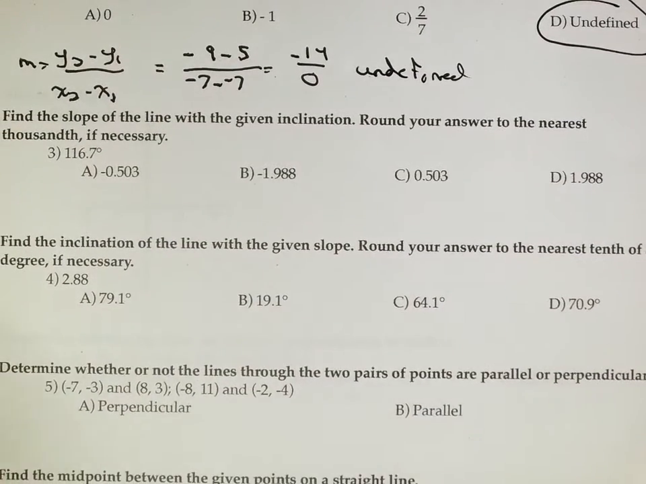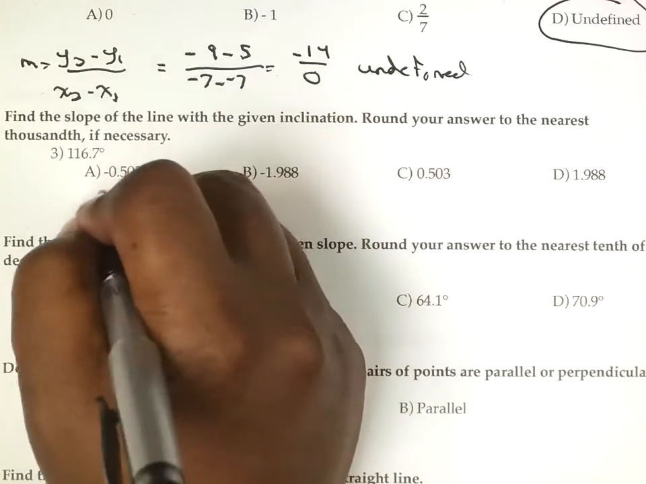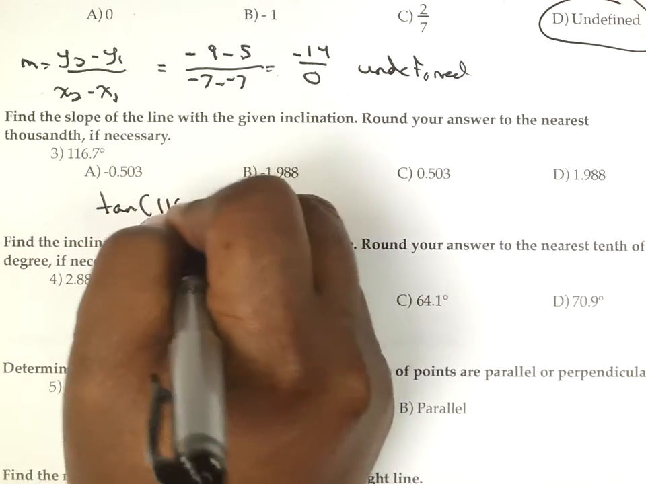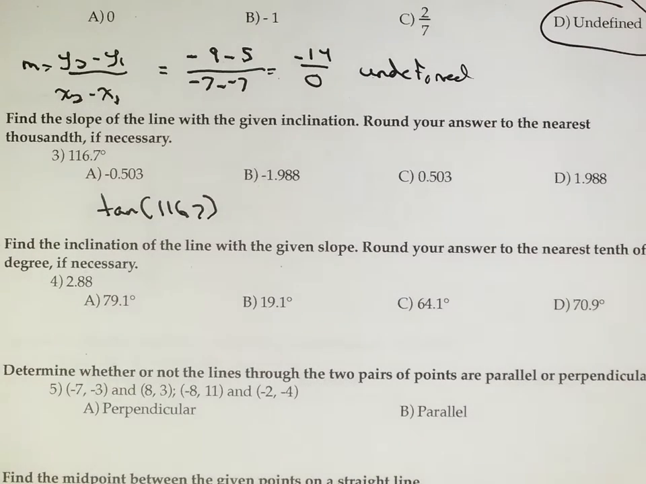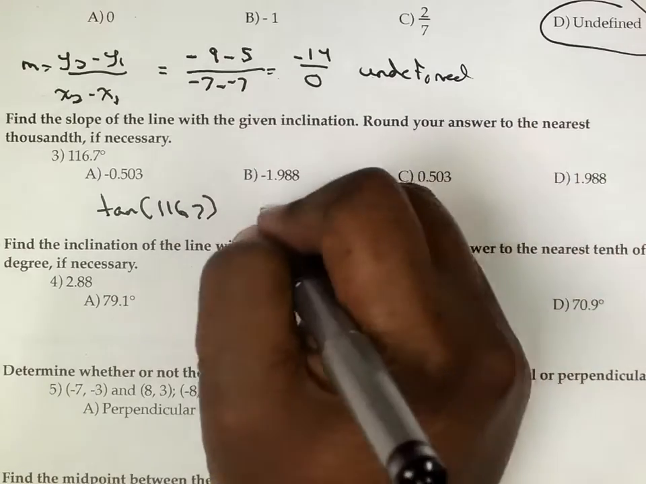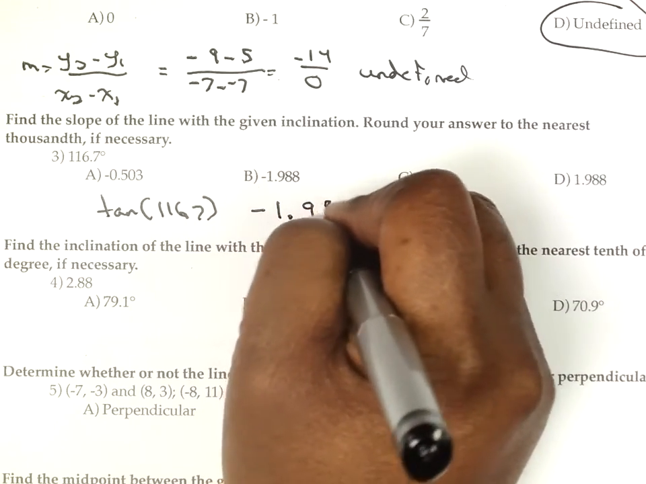Next, we're looking at slope using the tangent. So it's the alternate form of slope. And all you have to do is, first of all, make sure your calculator is in degrees and not radians. And I'm just going to put in my calculator tangent of 116.7. And I get negative 1.988.